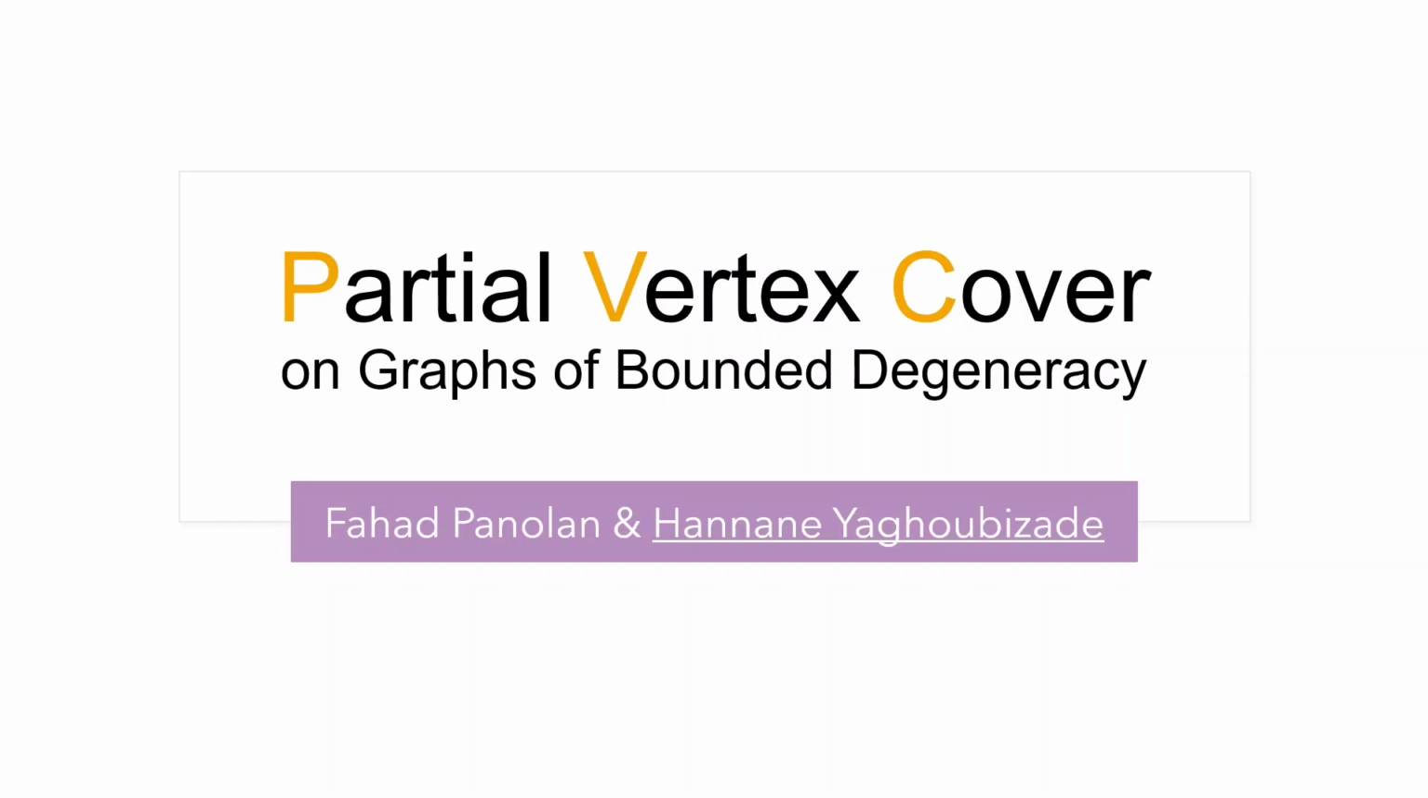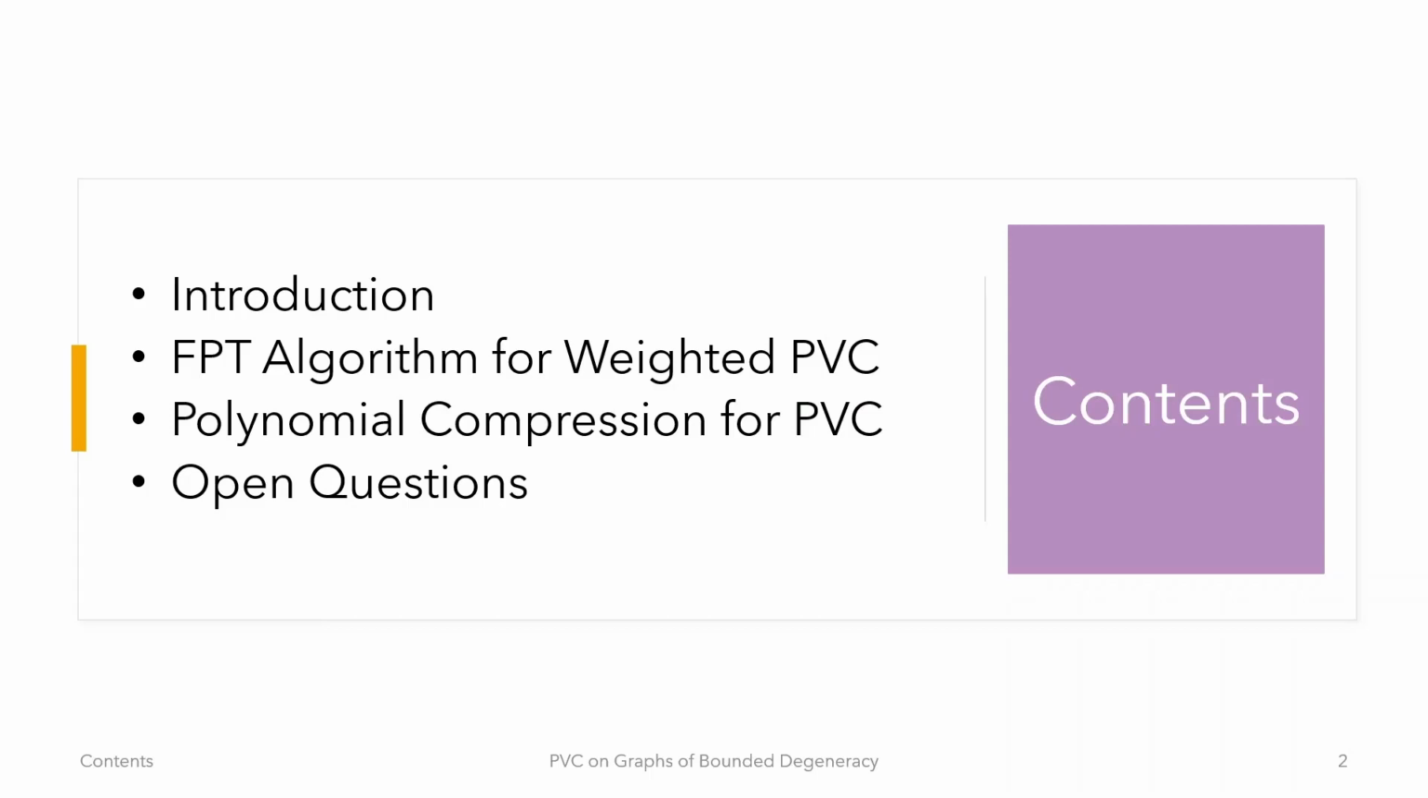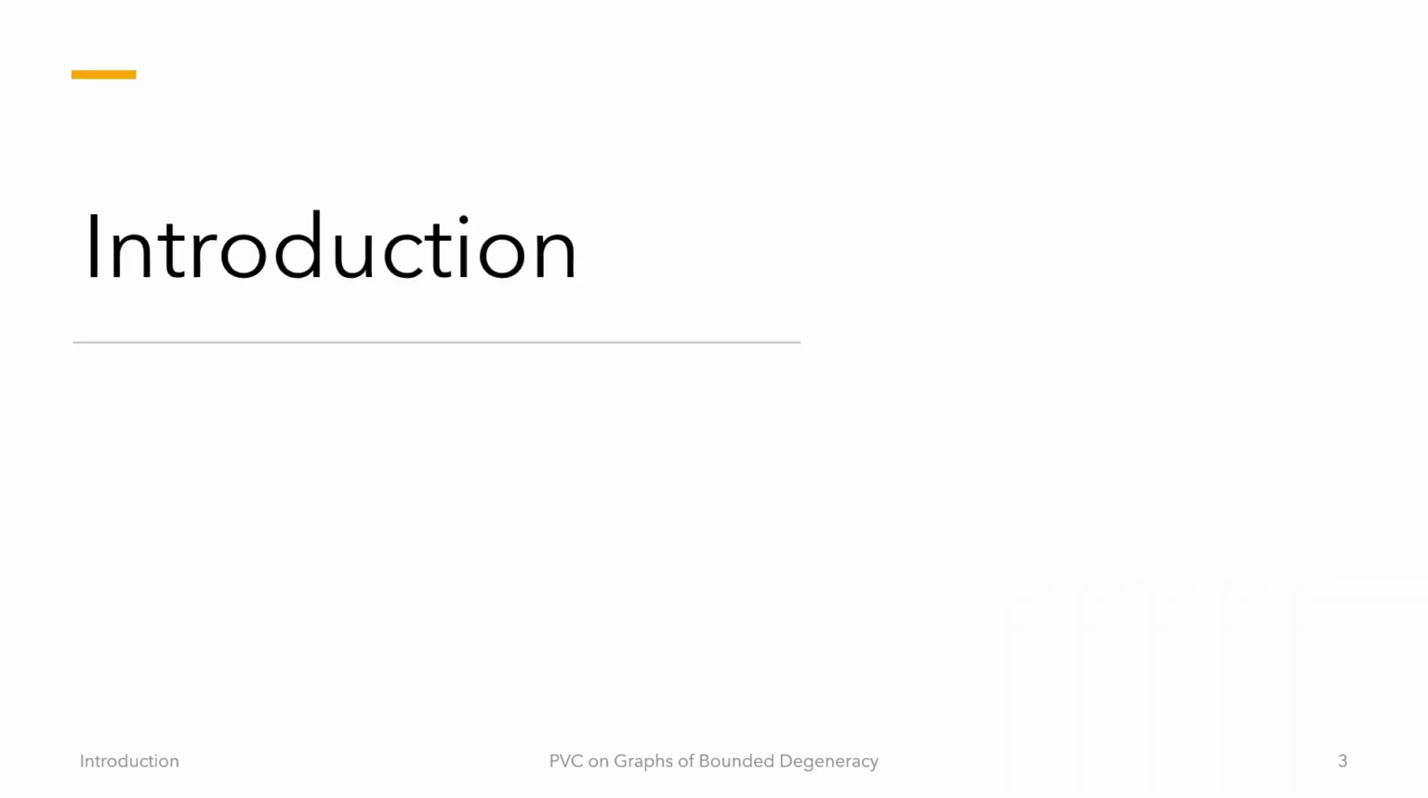The title of the work is Partial Vertex Cover and Graphs of Bounded Degeneracy. So I will start the presentation with a short introduction about what the problem is, and then in the work we have two different results for PVC, and I will talk about those results, and at the end I will state some open questions related to our results.